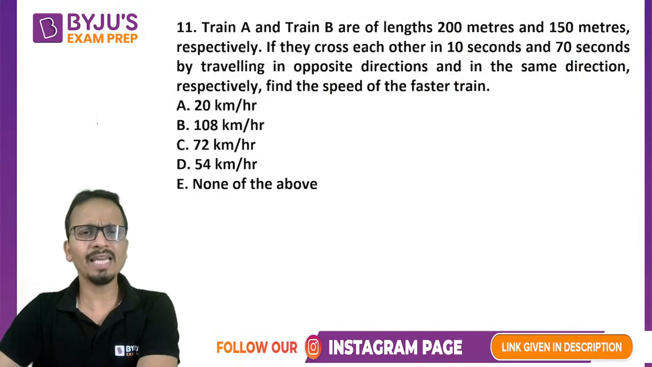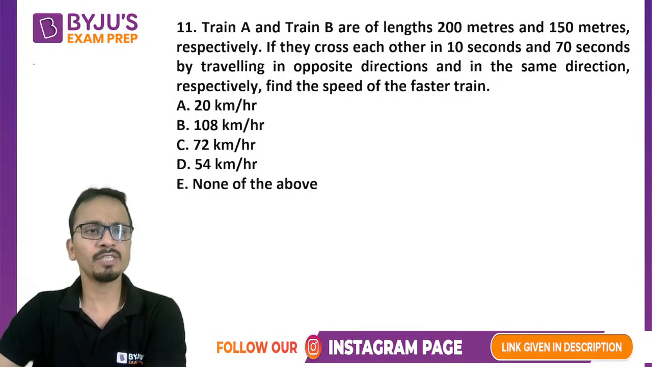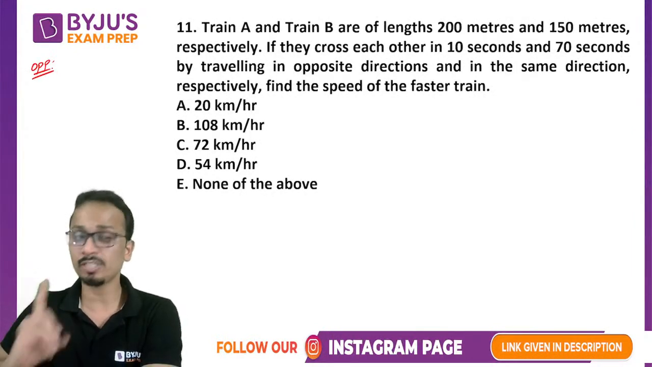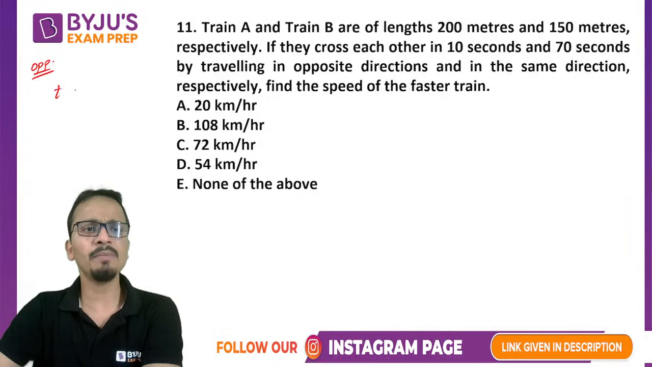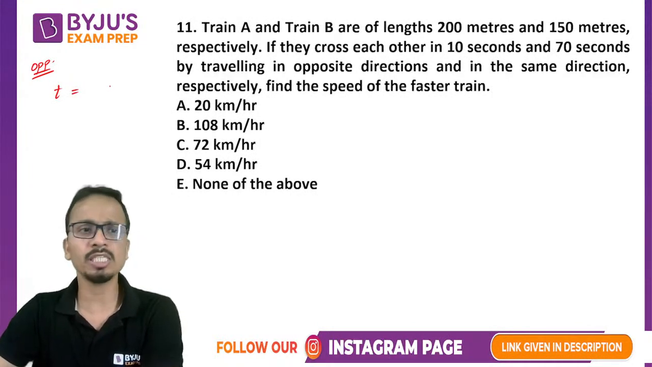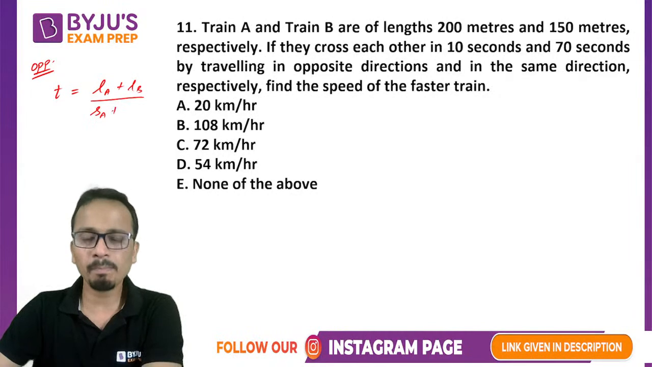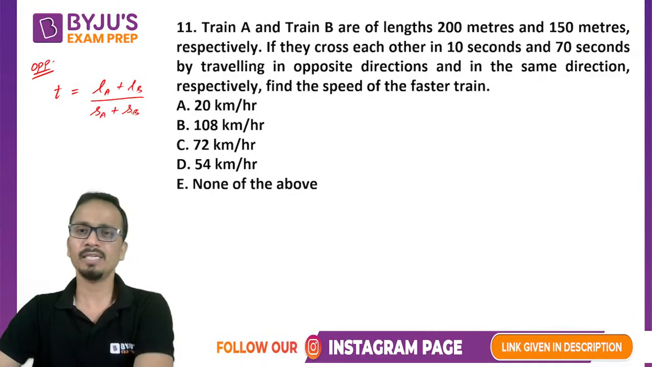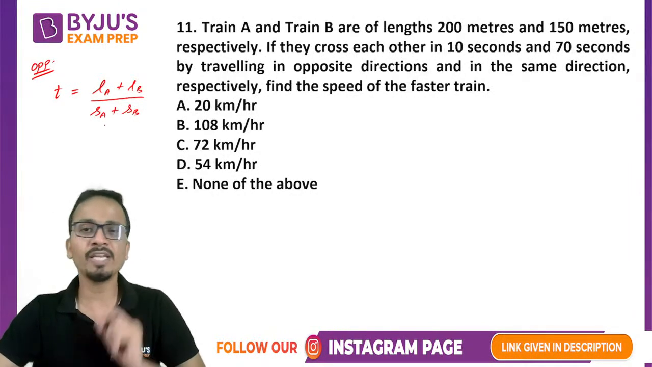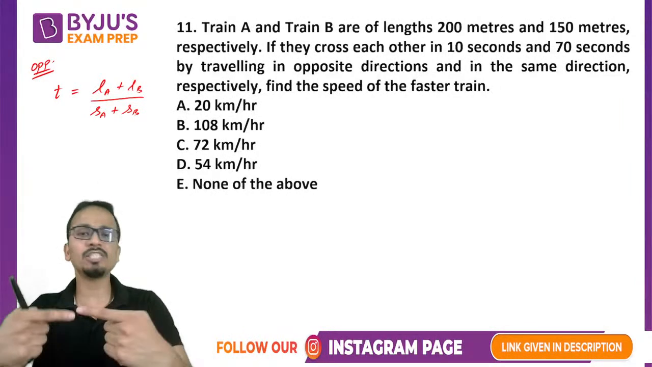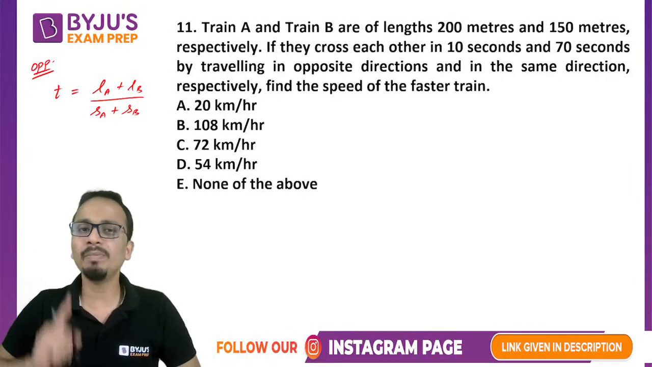So I'll again give you the basics of this formula. If the trains are traveling in opposite directions, the time taken by these two trains to cross each other will be the length of train A plus the length of train B upon the speed of train A plus the speed of train B. Since the trains are moving in opposite directions towards each other, the relative speed will be the sum of the speeds.